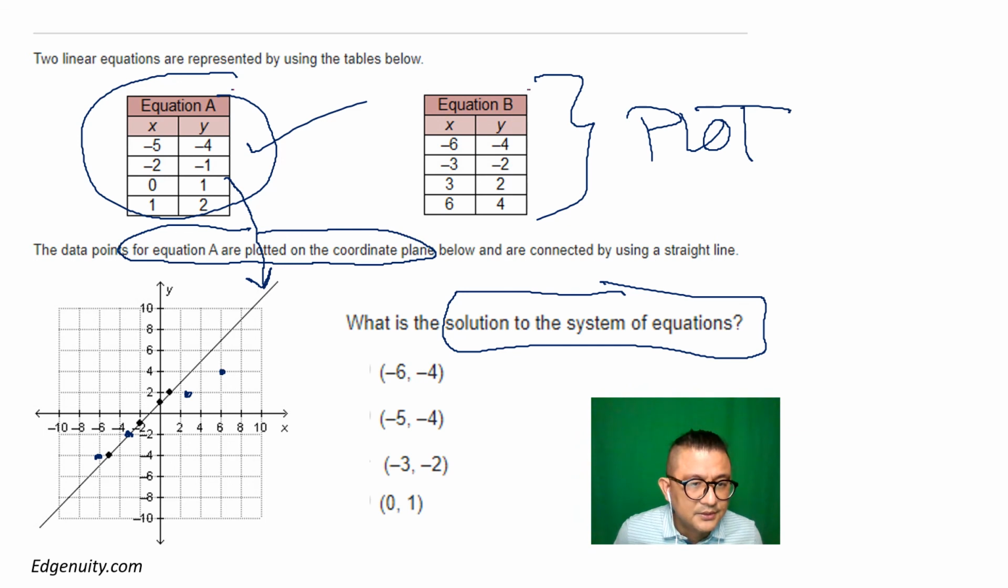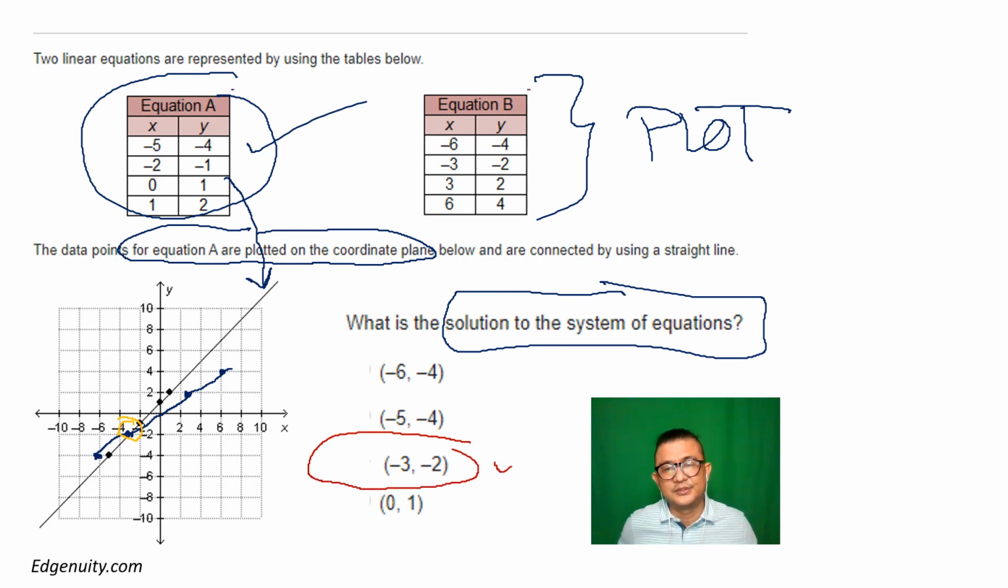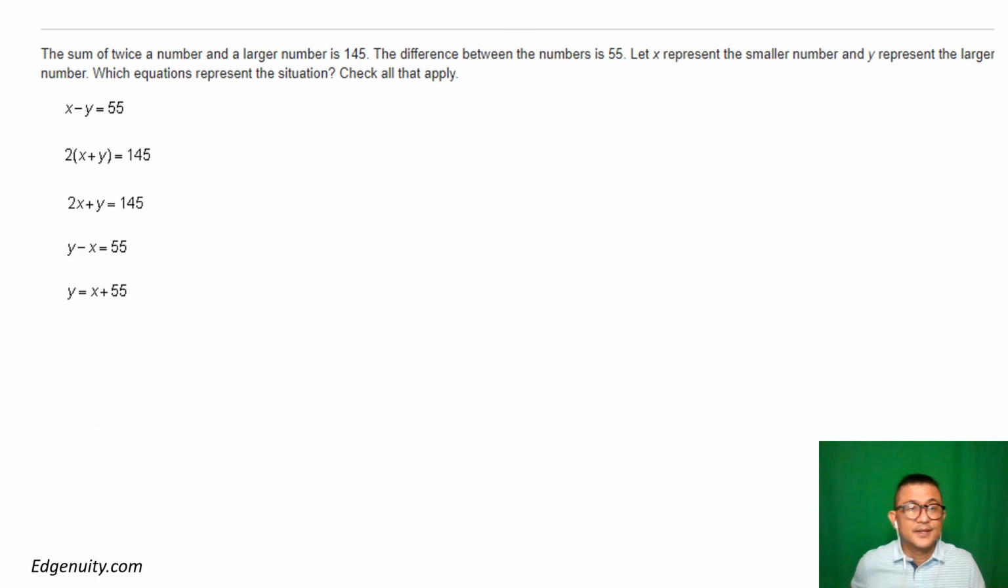All right? If you connect the blue lines, you would see that they intersect where? They already intersected at this point. And how do you call that point? That point is negative 3 comma negative 2. So that's the answer. Okay, next. This will be the last problem.